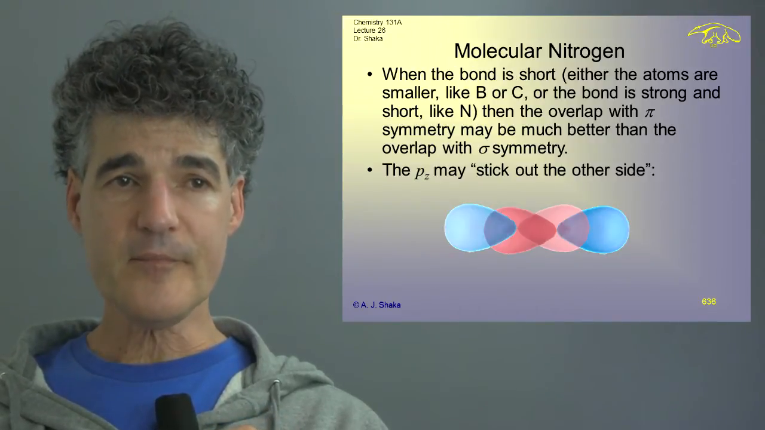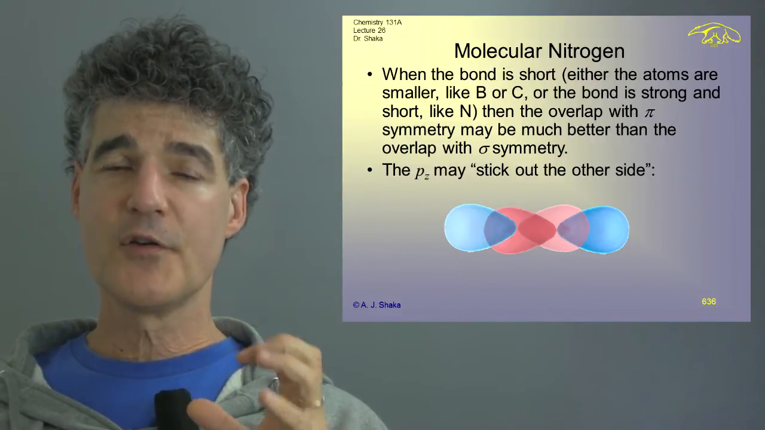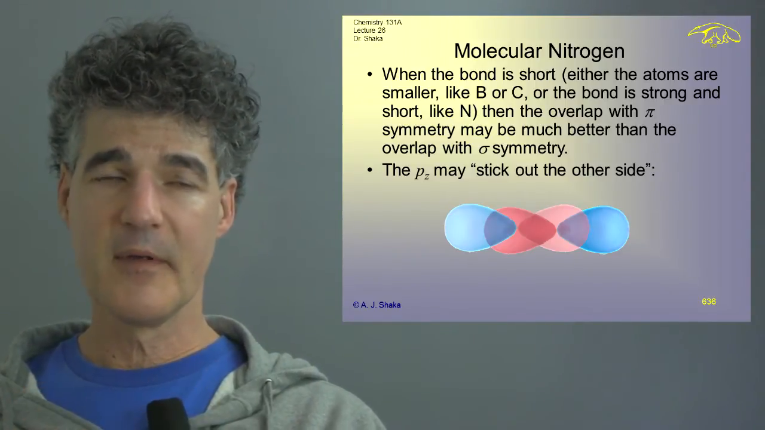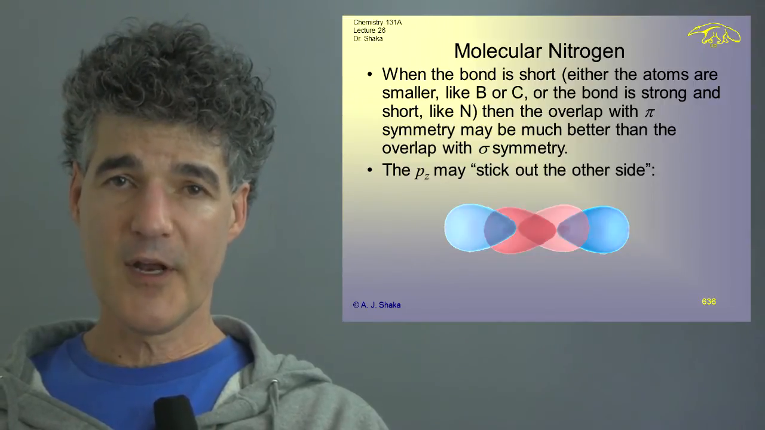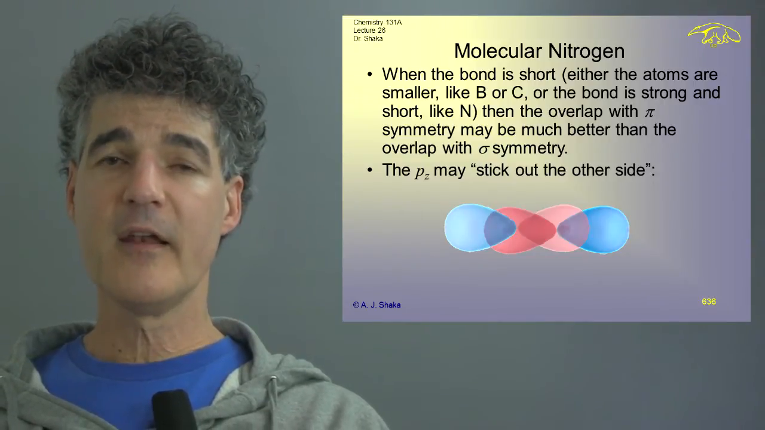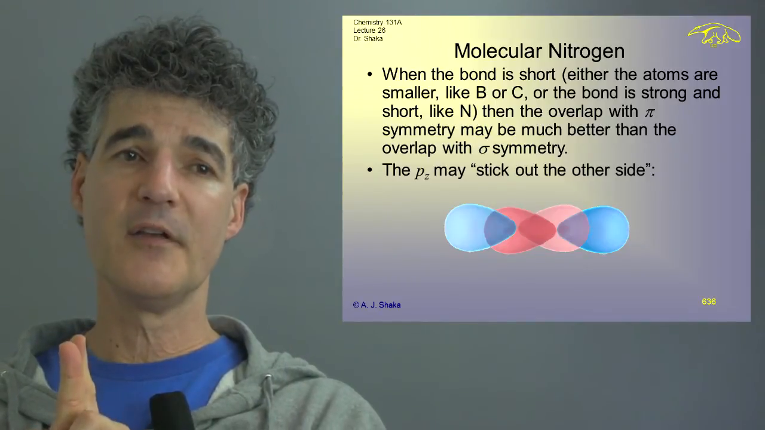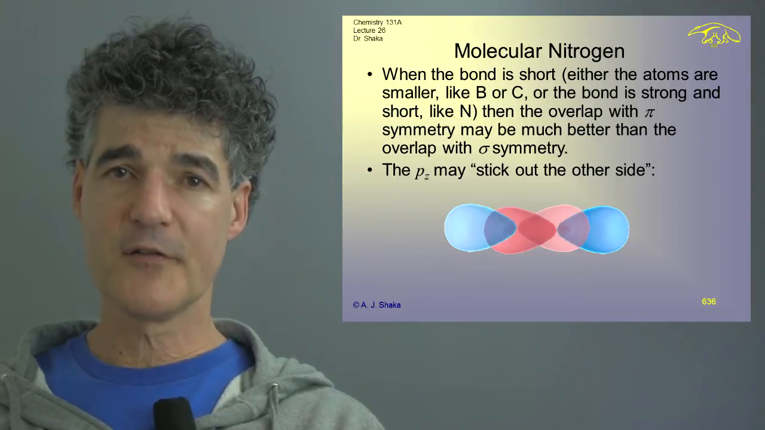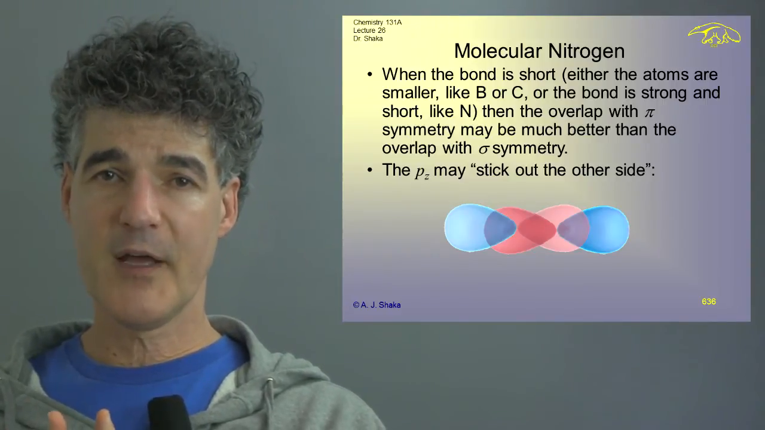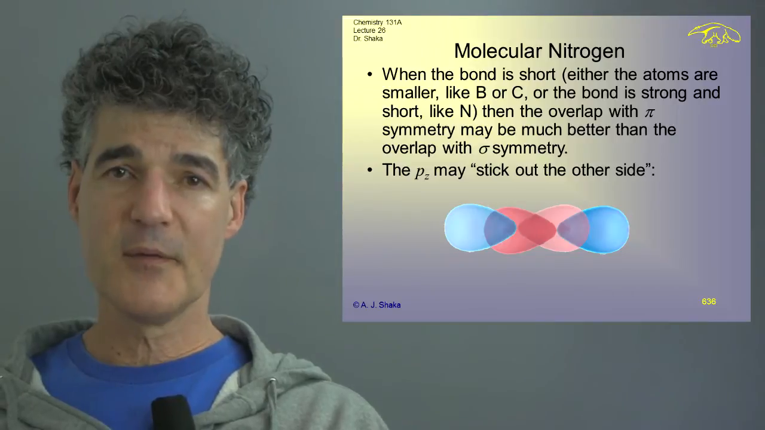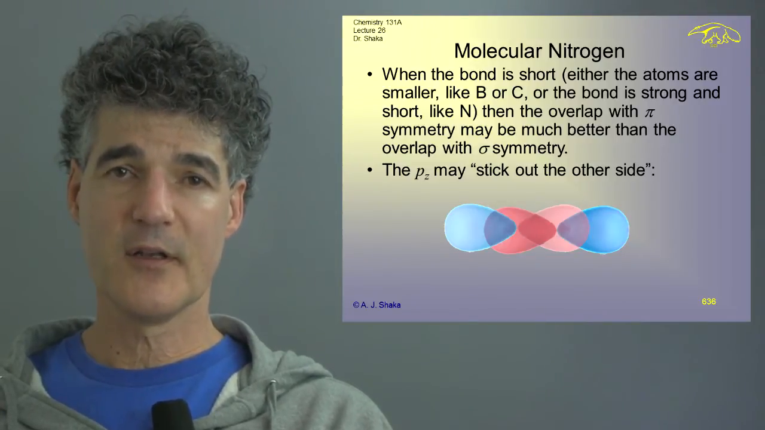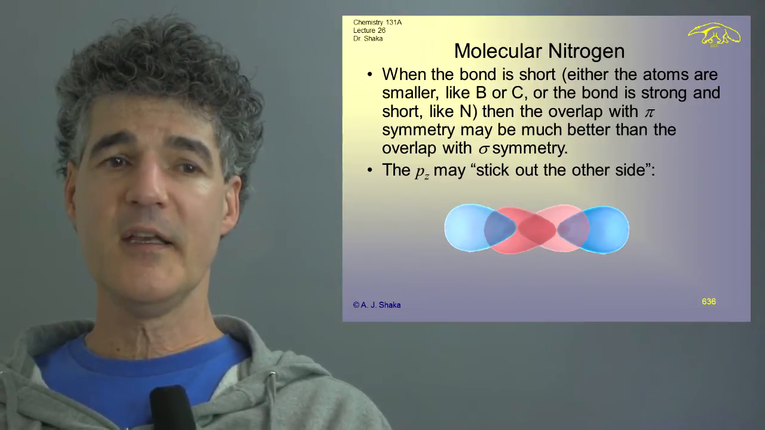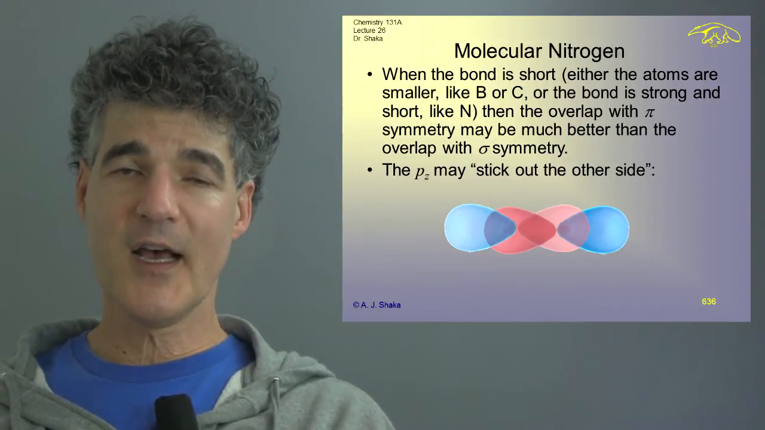And here it is. When the bond is short, or when the nuclei are small, like boron or carbon, which seem to have a similar MO diagram to nitrogen, then the overlap with pi symmetry is better than the overlap with sigma symmetry, and that lowers the energy, because when you overlap better, then you put more electron density between the two positive charges. That's a lower energy solution. The PZ may actually stick out the other side.